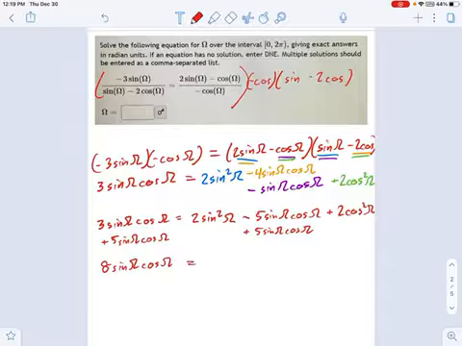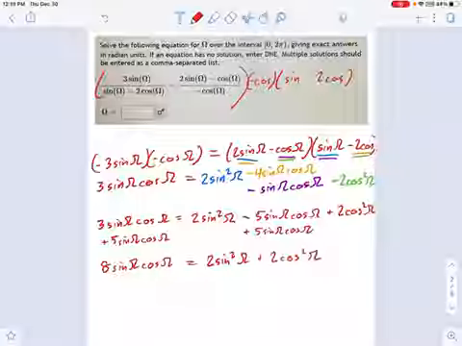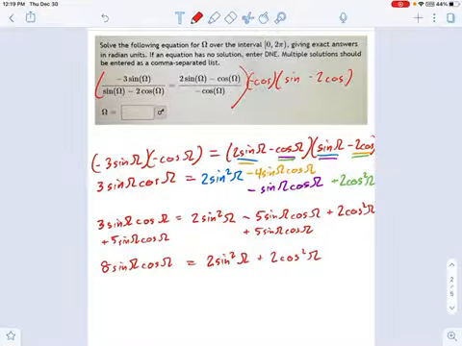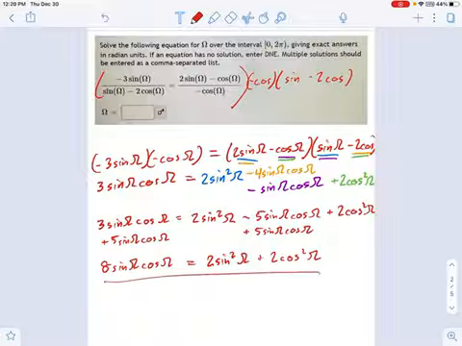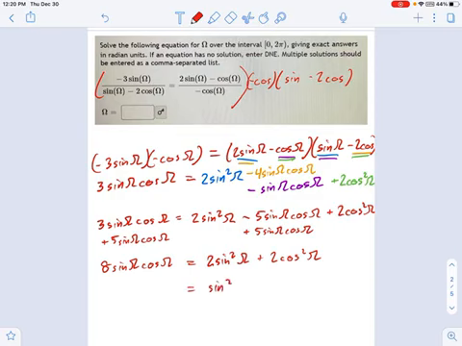And on the right, we have 2 sine squared omega plus 2 cosine squared omega. Well, something about this should be jumping out to you. One thing maybe is that we could divide all sides of this whole equation by 2. Okay, sort of simplify things a little bit. Always be on the lookout for GCFs like that. And when you divide each side of the equation by 2, you get this.